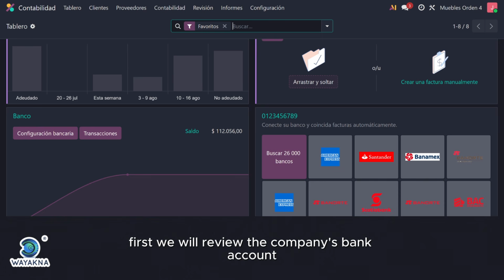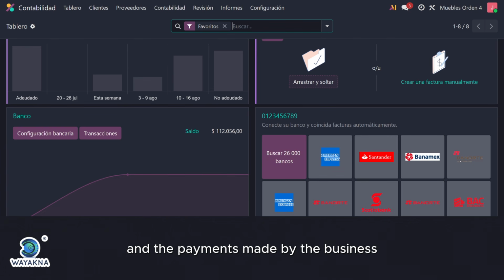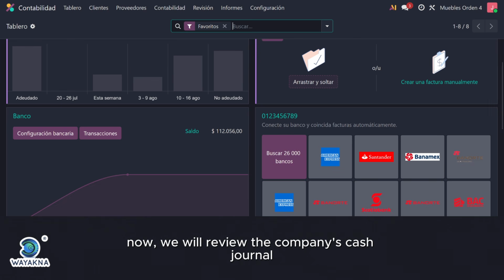First, we will review the company's bank account. Here we can see the money received from the customers and the payments made by the business. Muebles Orden 4 currently has a bank balance of 112,066 pesos, Mexican pesos. Now, we will review the company's cash journal.